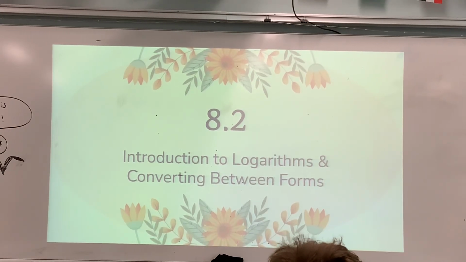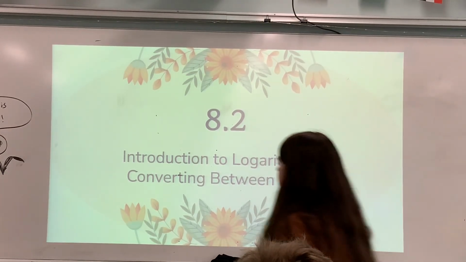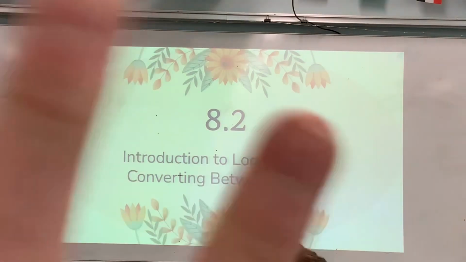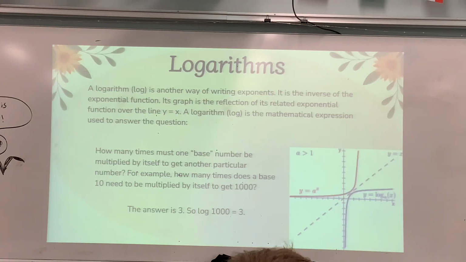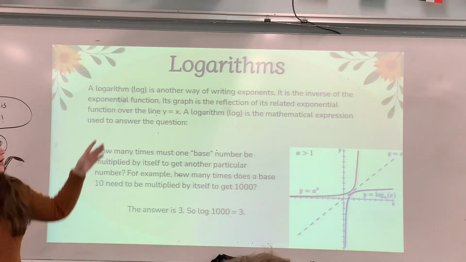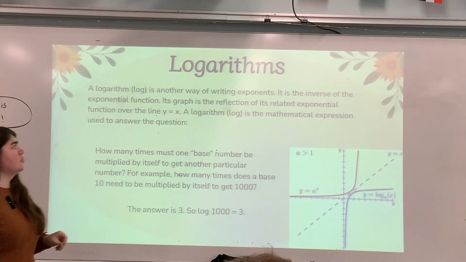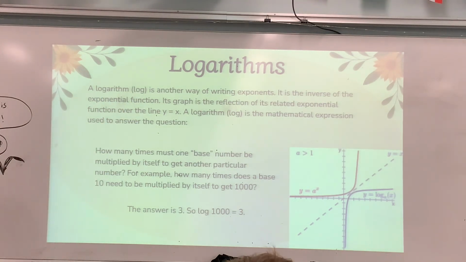Okay, we are in section 2 of unit 8 today, covering introduction to logarithms and converting between forms. So we're going to start with what a logarithm is. A logarithm, also known as log, is another way of writing exponents. It is the inverse of the exponential function. Its graph is the reflection of its related exponential function over the line y equals x.